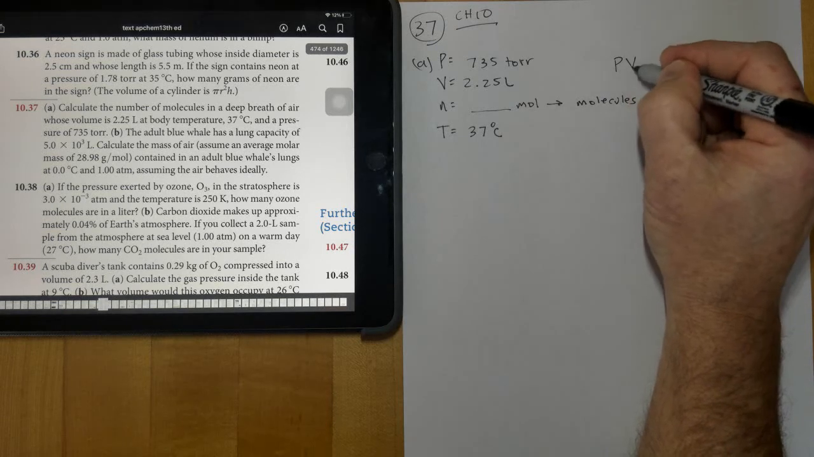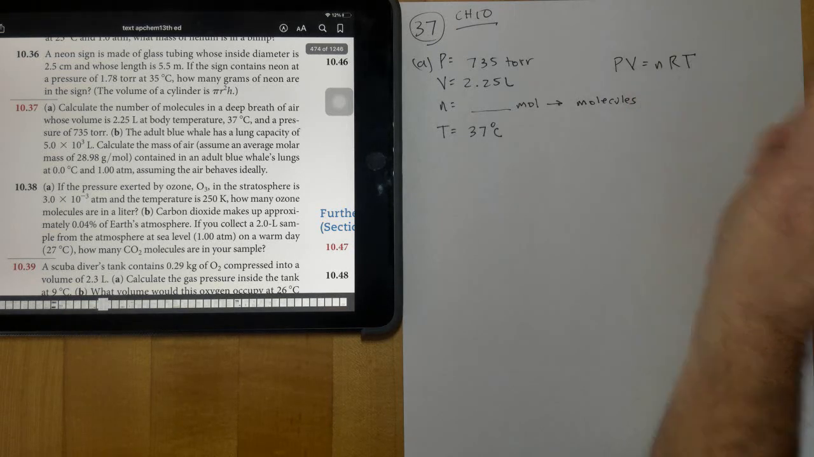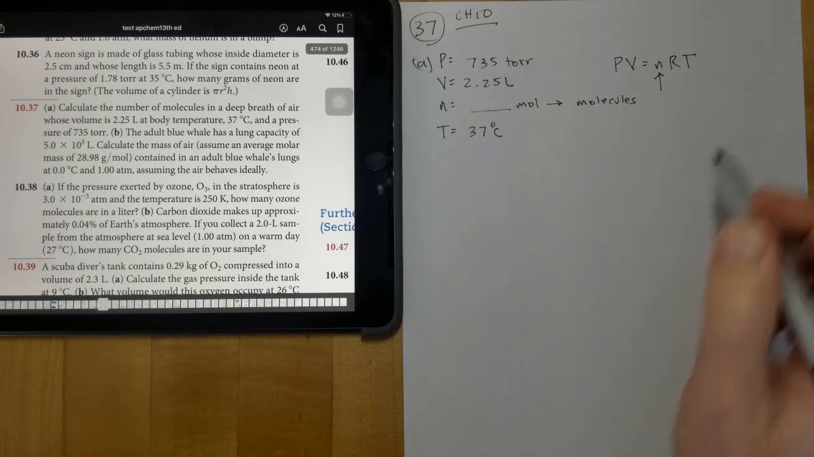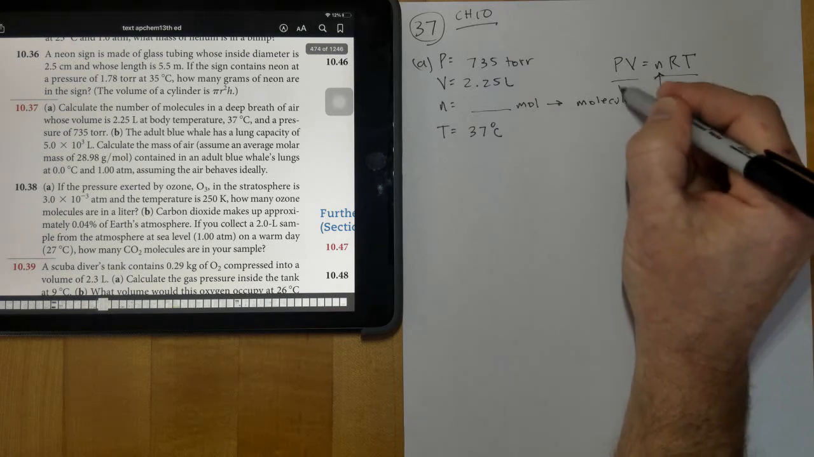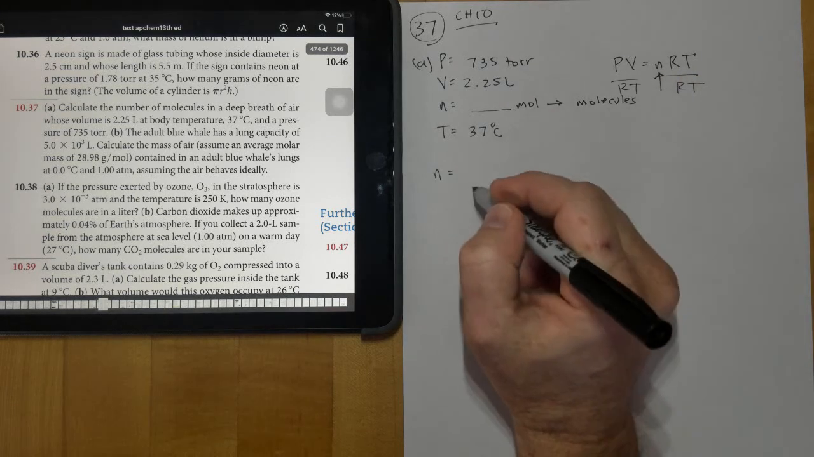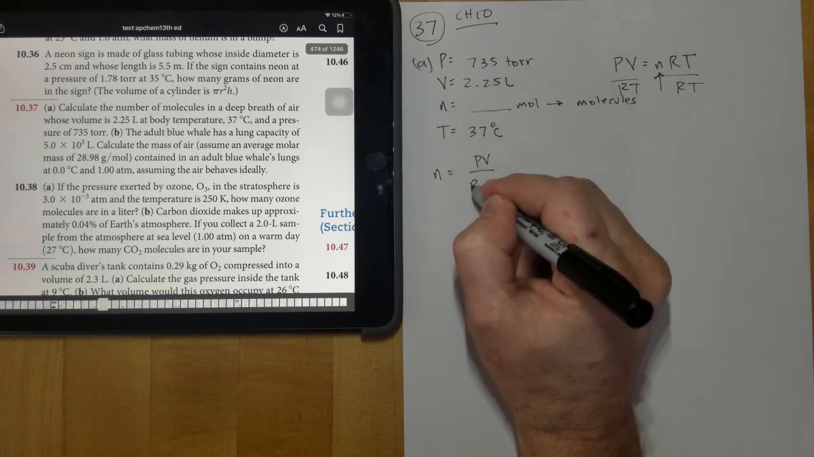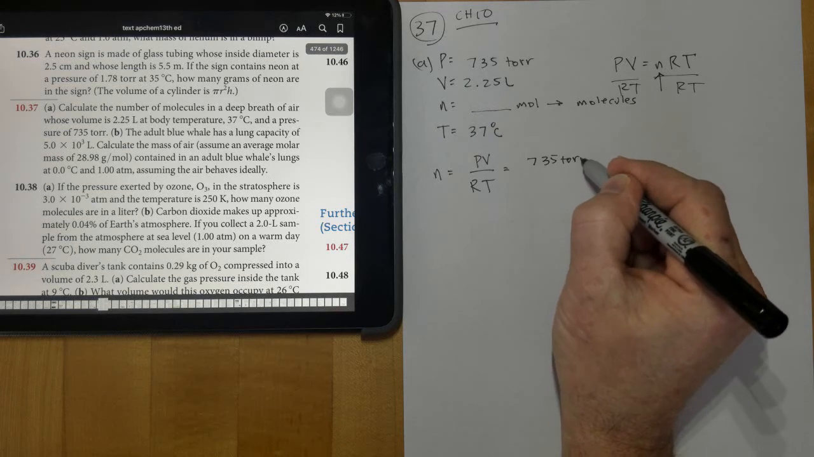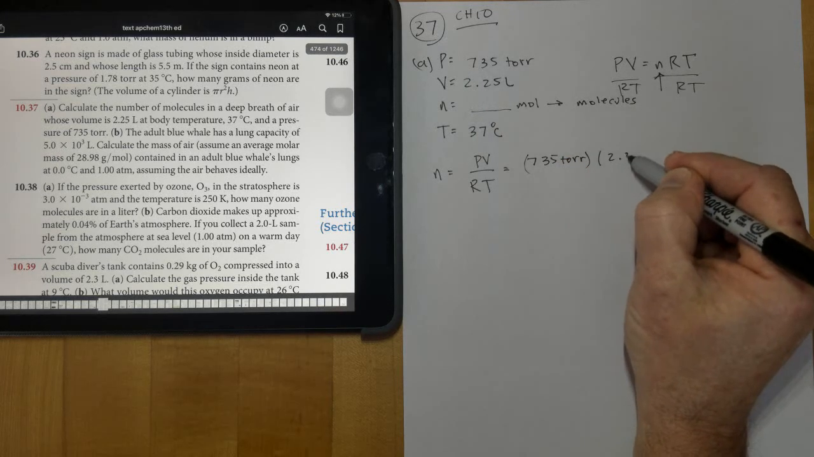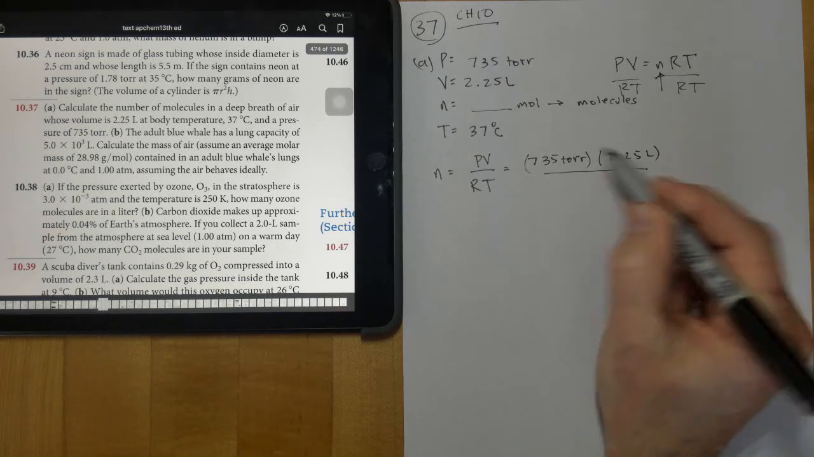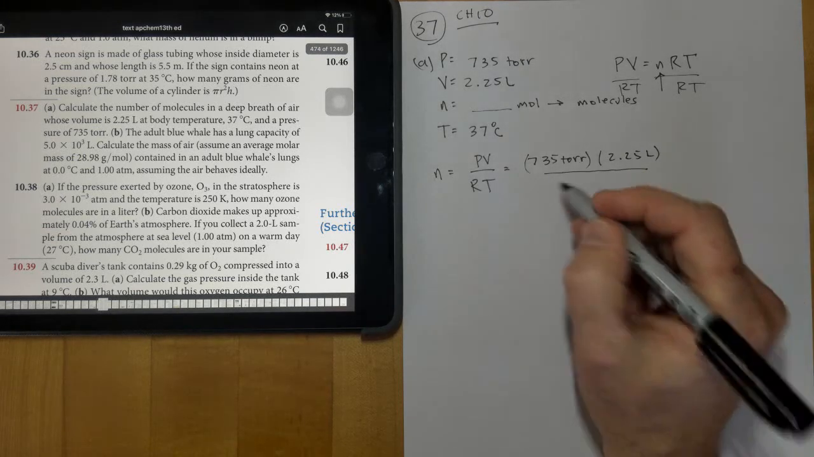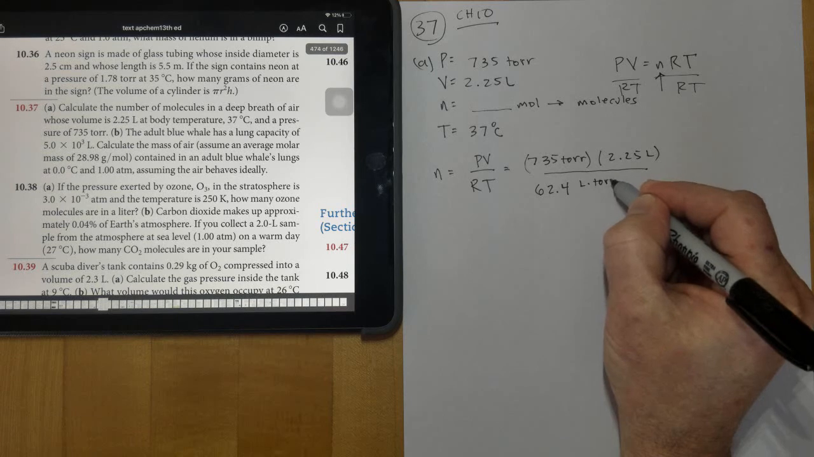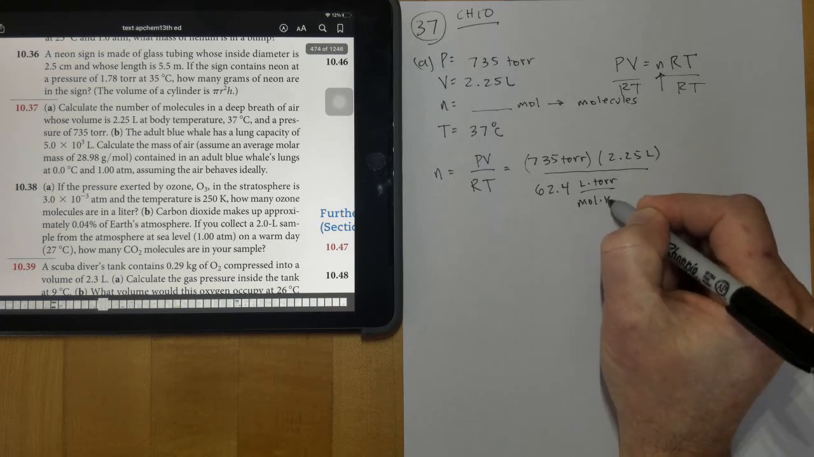Now I'm going to use the equation PV equals nRT. I'll solve for n right here, and then I'll be able to convert it to molecules. So divide both sides by RT, and then I have n is equal to PV divided by RT. My pressure is 735 torr. My volume is 2.25 liters. Now I want to use an R that's in torr, so that would be 62.4, and that's liters times torr per mole Kelvin.